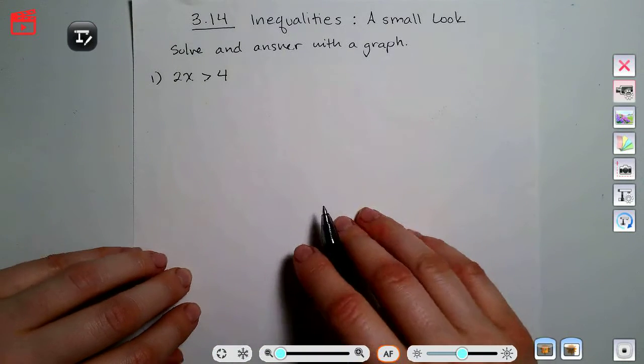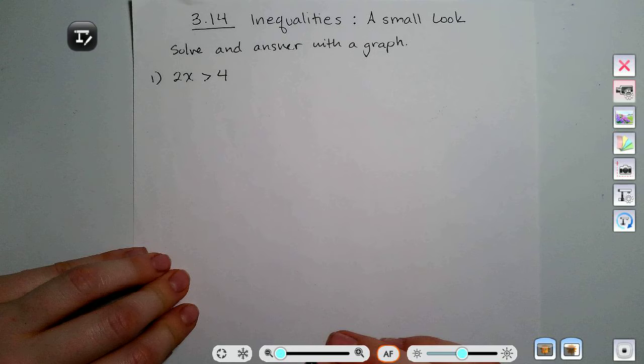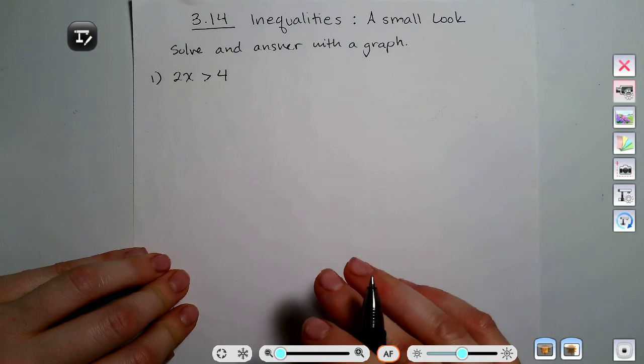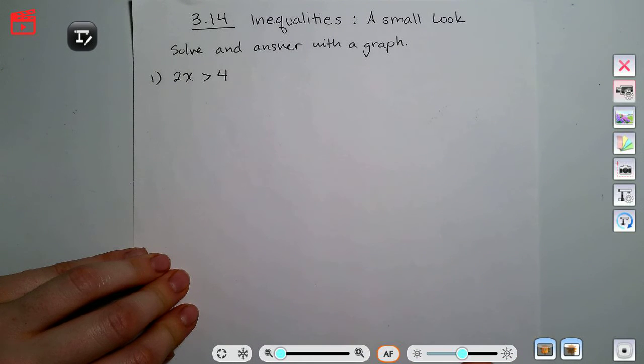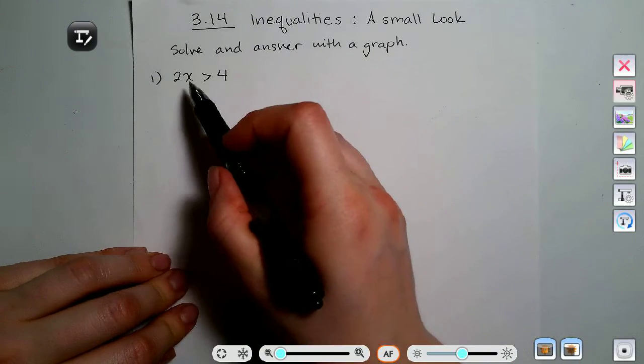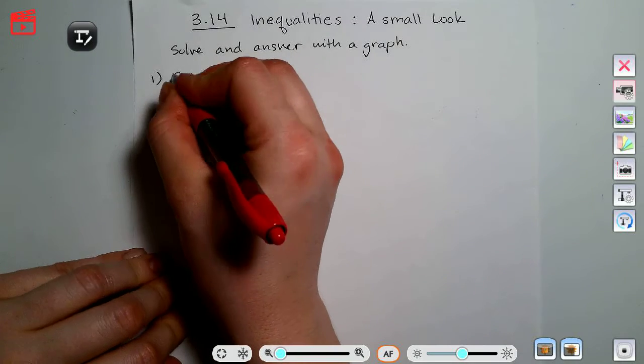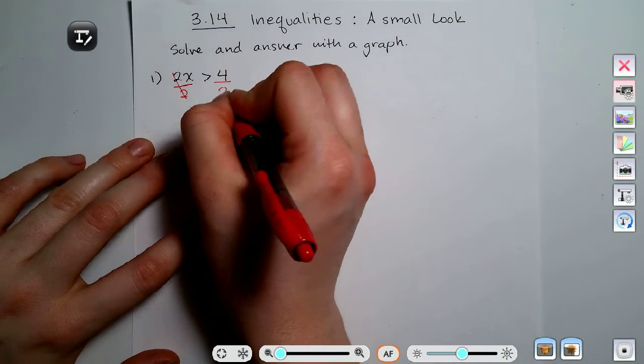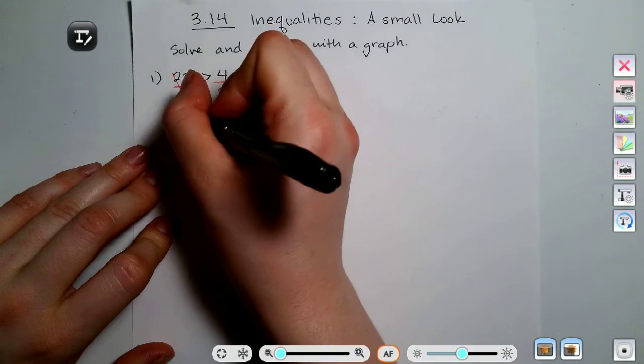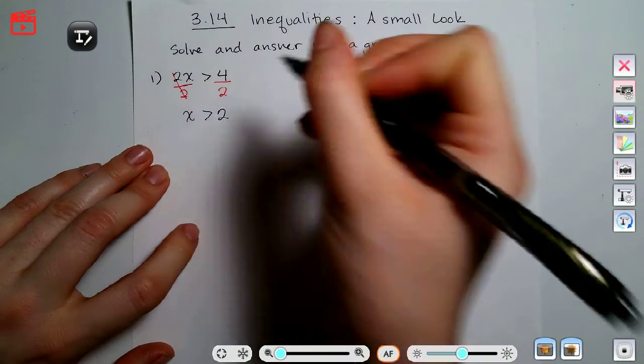So solving this, well, it works pretty much the same as an equal sign or a regular equation. There is one trick, and we'll go over that in a little bit, but pretty much it works the same. So we're trying to solve for x. So to get x by itself, let's divide both sides by 2. And we end up with x is greater than 2.